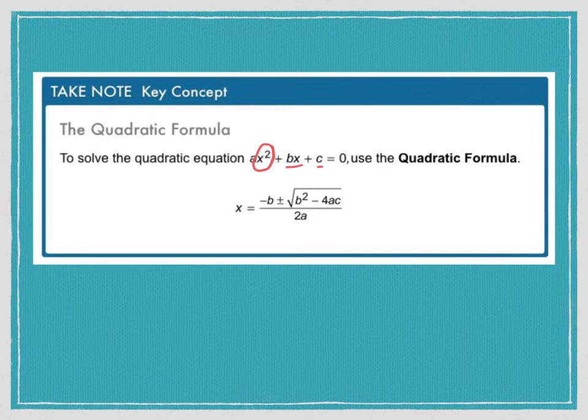So for our quadratic formula, we're plugging in a, b, and c. a comes from the number in front of the x squared, b is the number in front of the x, and c is just the number with no x's on it. And we plug it into this formula here. So it's negative b plus or minus the square root of b squared minus 4ac over 2a.